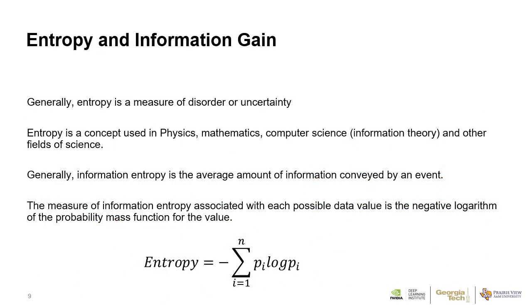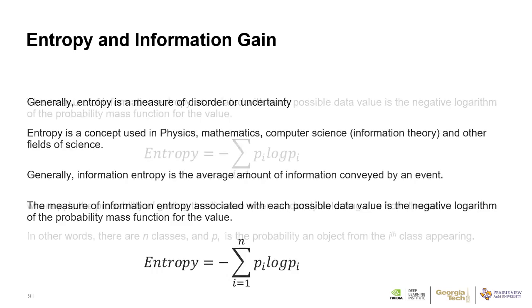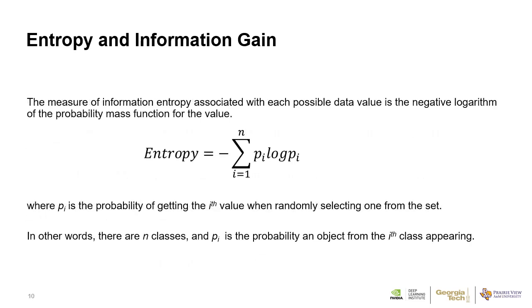Entropy is a concept used in physics, mathematics, computer science, and other fields of science, which is a measure of disorder or uncertainty. Information entropy is employed to evaluate the splitting cost by averaging the amount of information involved in an event. It is defined as the negative logarithm of the probability mass function for each possible data value. P_i is the probability of getting the ith value when randomly selecting one from the set. In other words, there are n classes and P_i is the probability of an object from the ith class appearing.